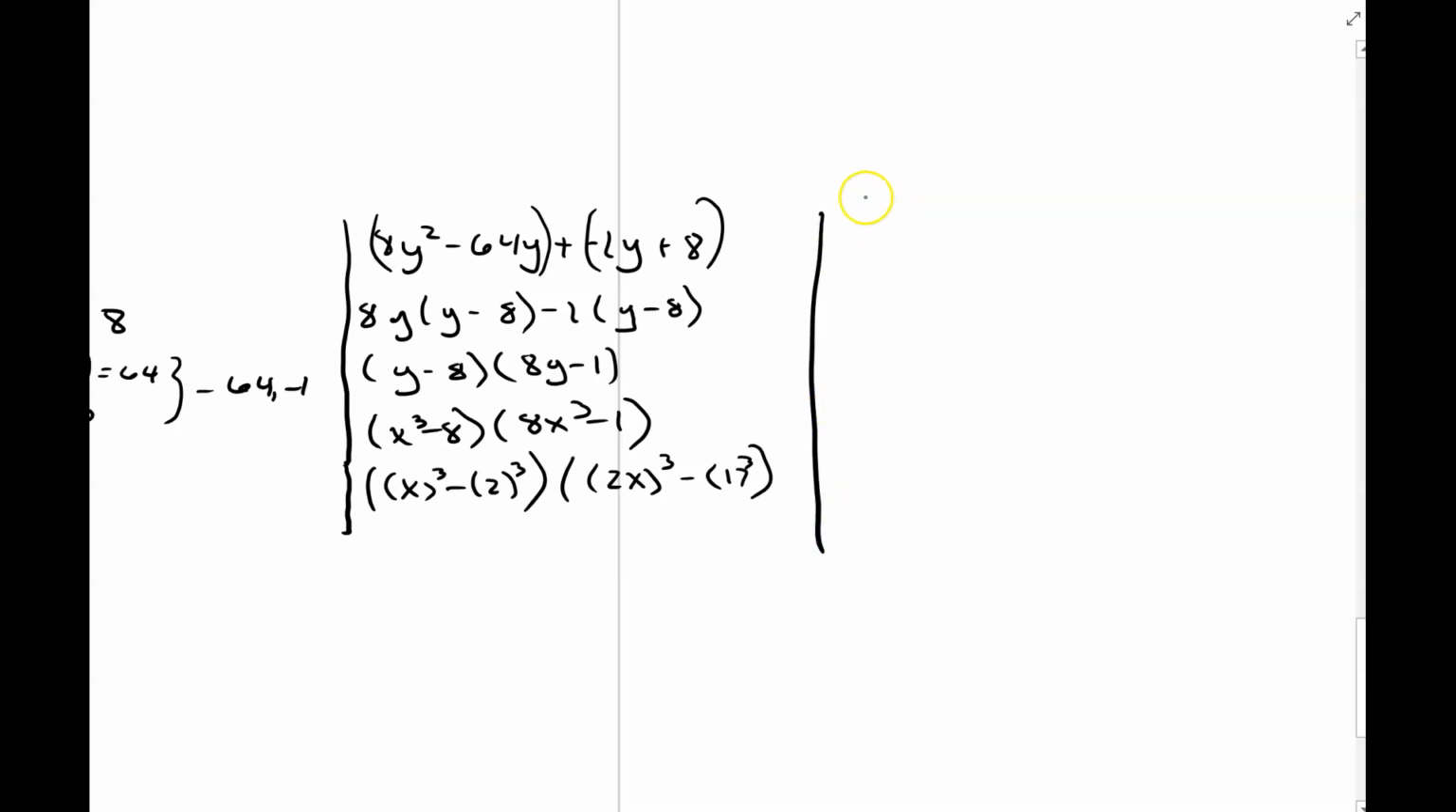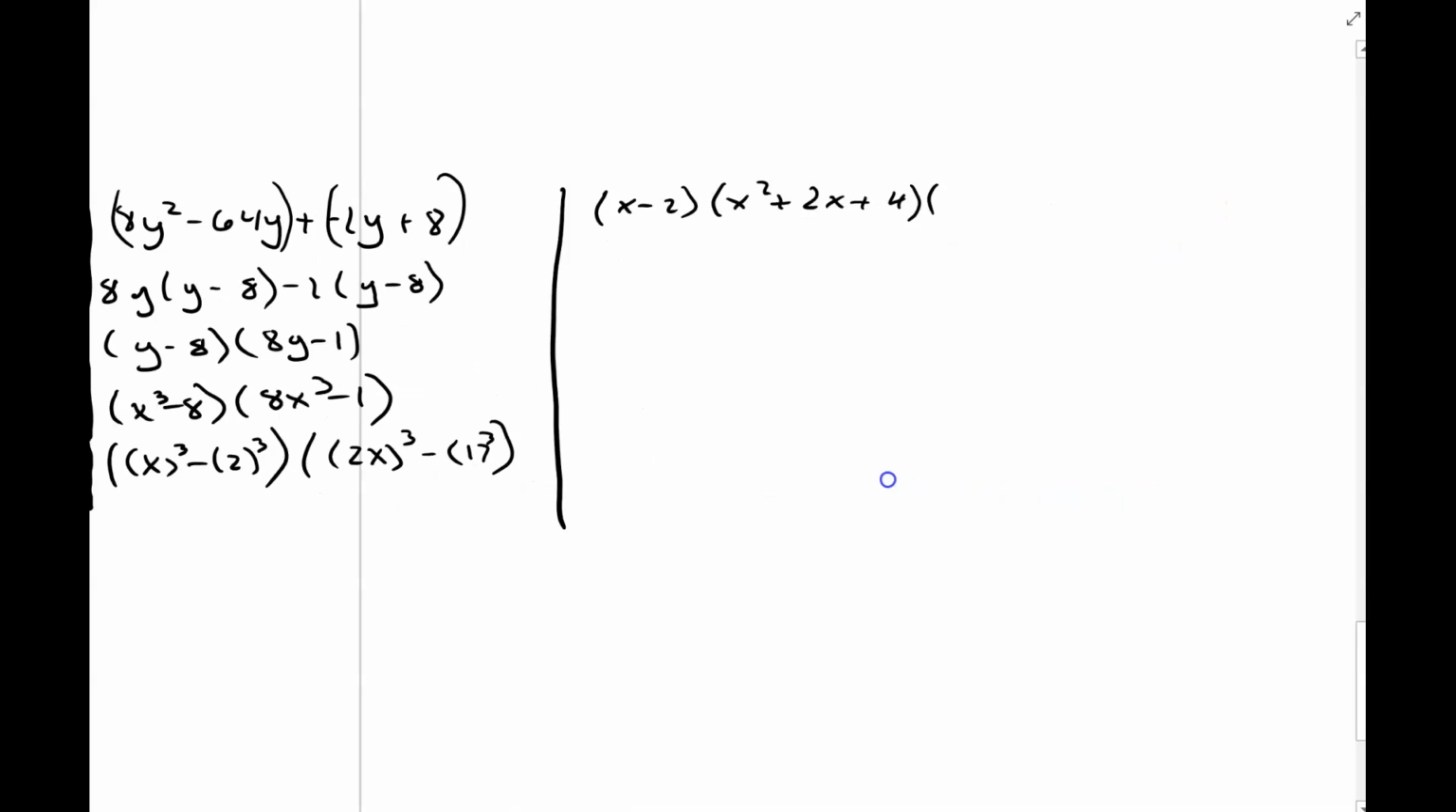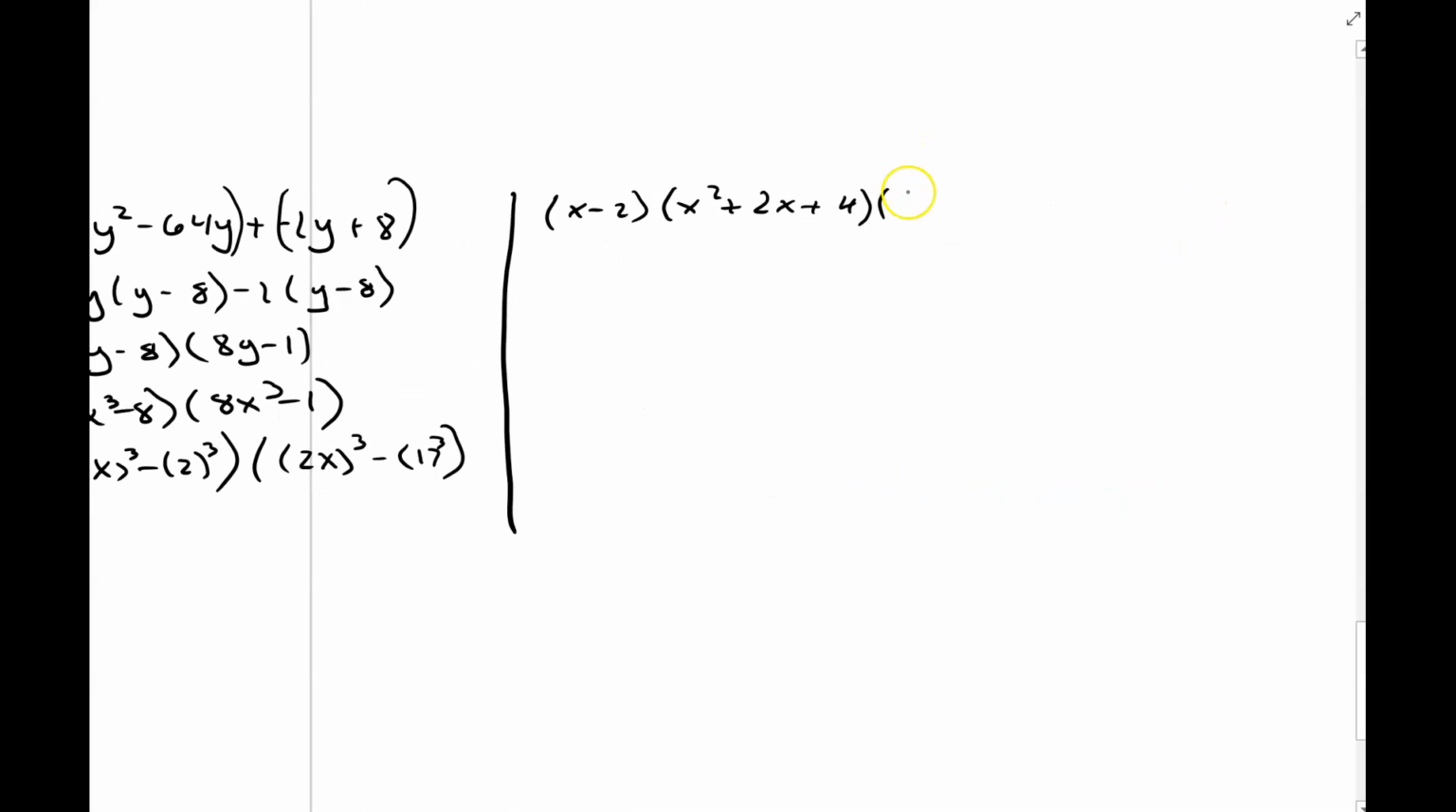So when I apply my difference of two cubes formula to the first one, I get x minus 2 times x squared plus 2 times x plus 2 squared. And when I apply that same formula to the second piece, I get 2x minus 1 times 2x squared. So that's 2x times 2x, or 4x squared, plus 2x times 1 plus 1 squared.